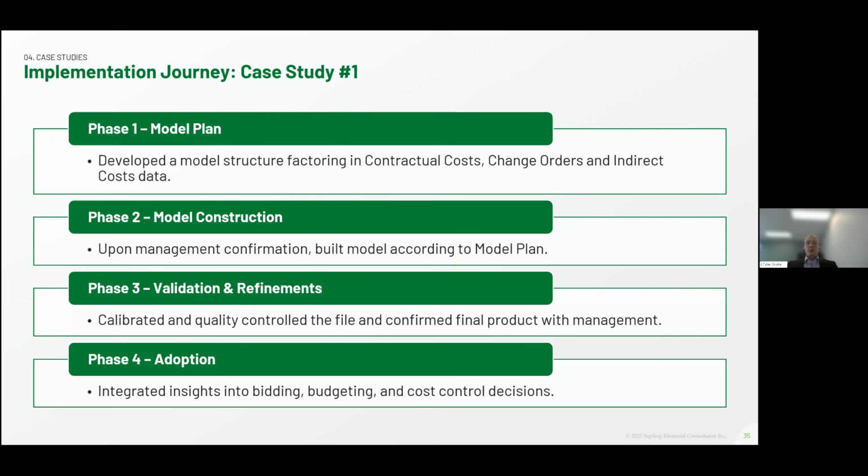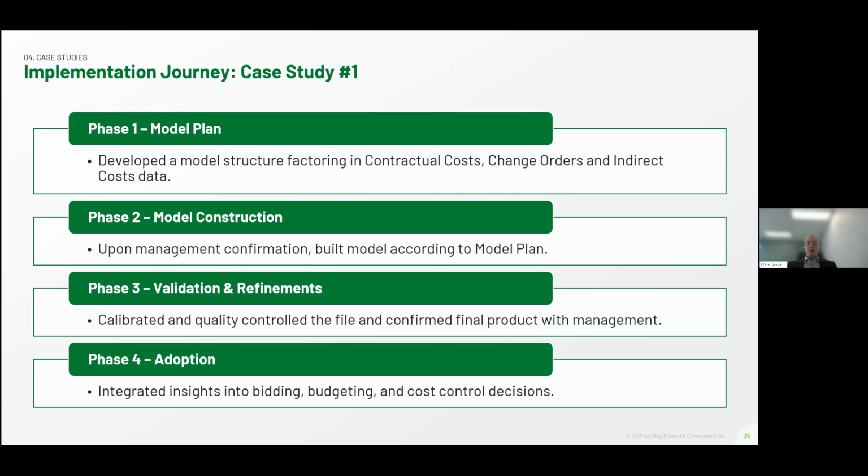So let's just walk through the implementation journey of this first case study, which followed a 4-phase approach. Phase 1 was the model plan. We began by designing a tailored model structure, incorporating contractual costs, change orders, and indirect costs, laying the foundation for an accurate and practical tool. Phase 2 was model construction. Once management approved the model plan, we moved forward with the build, constructing the model in line with the structure we pitched. Phase 3 focused on validation and refinement.